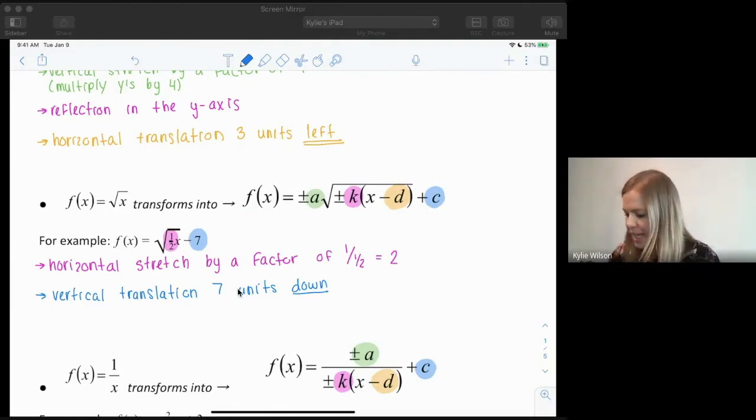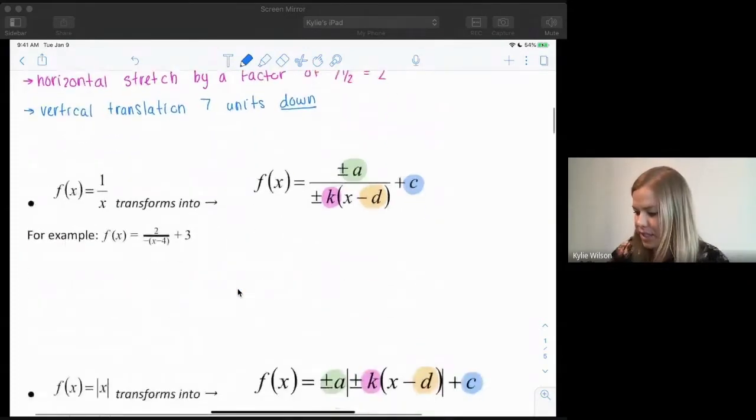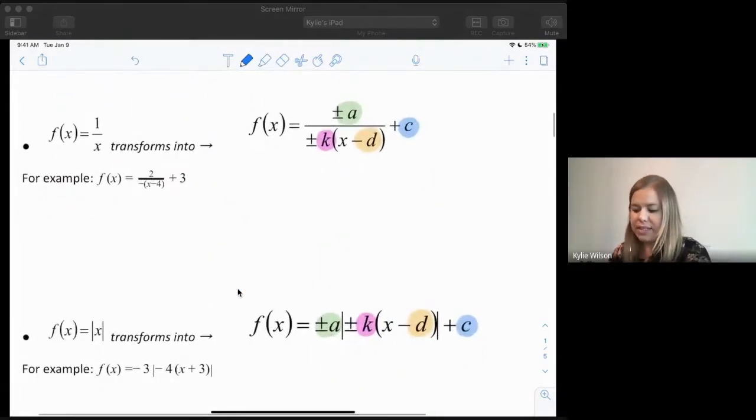Okay, let's look at our inverse function here. So we have f of x is 1 over x, and that would transform to f of x equals a over k, x minus d, plus c. And my a is always living in the numerator, and then in the denominator is where I'd find my k and d. And finally, just tacked on at the end would be my c. So let's look at this example and try to identify our a, k, d, and c.